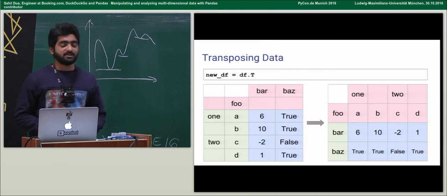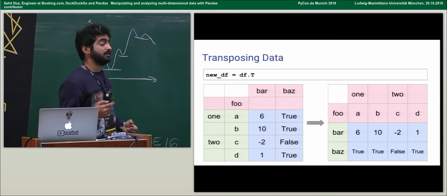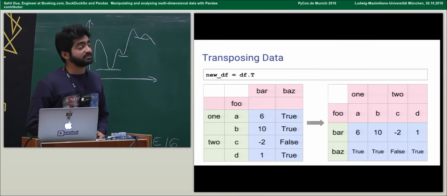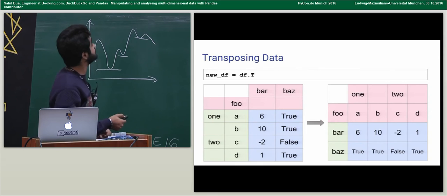Just like many other operations, we have this simple operation to easily find the transpose of the data. So if you just do .T, it will give you this new data structure.